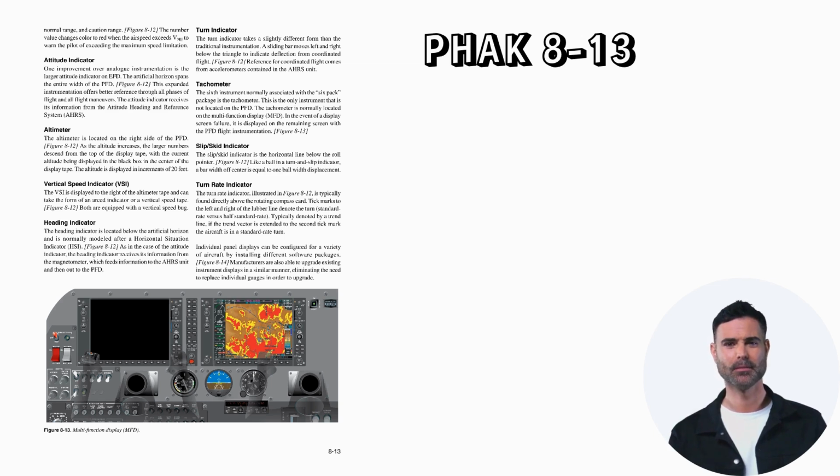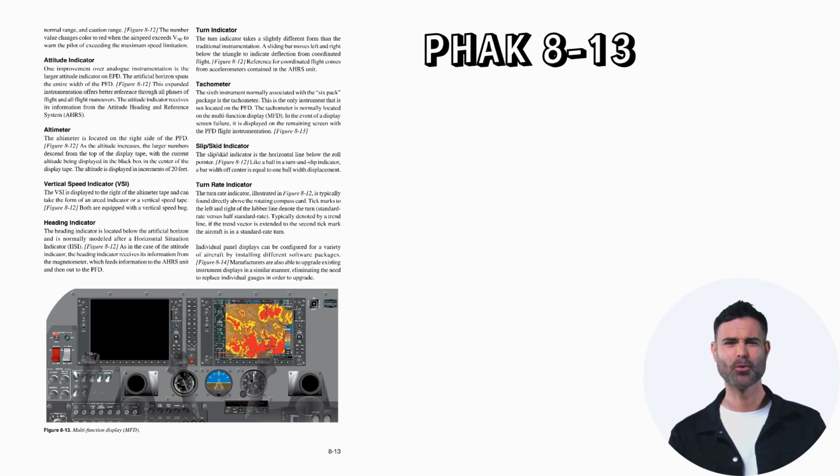Turn rate indicator. The turn rate indicator, illustrated in Figure 8-12, is typically found directly above the rotating compass card. Tick marks to the left and right of the lubber line denote standard rate versus half standard rate. Typically denoted by a trend line, if the trend vector is extended to the second tick mark, the aircraft is in a standard rate turn. Individual panel displays can be configured for a variety of aircraft by installing different software packages. Manufacturers are also able to upgrade existing instrument displays in a similar manner, eliminating the need to replace individual gauges in order to upgrade.